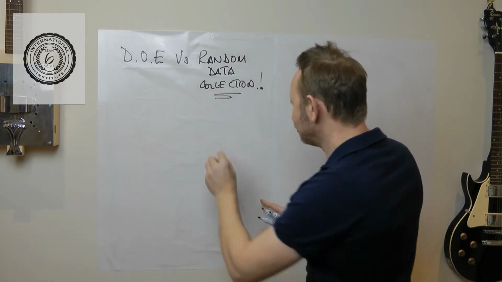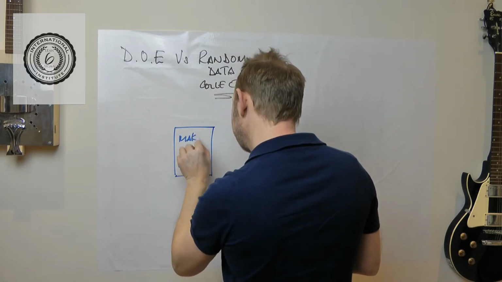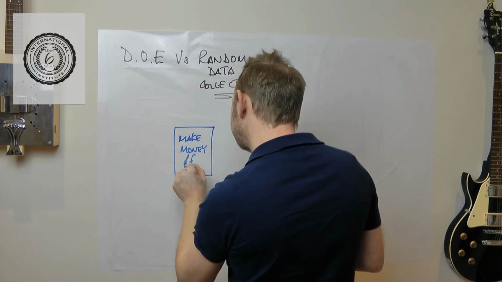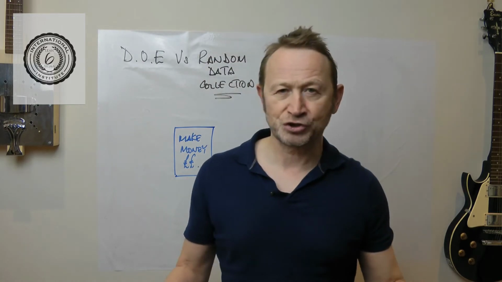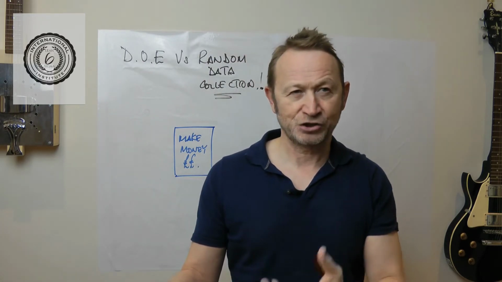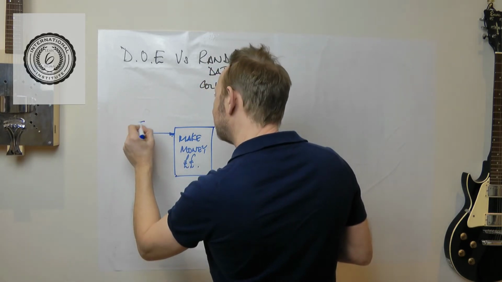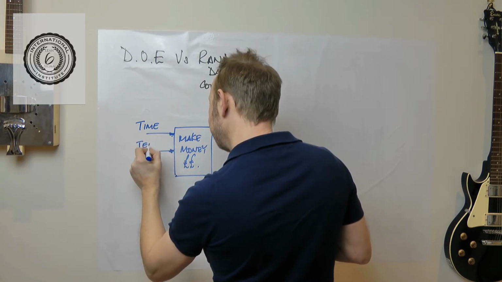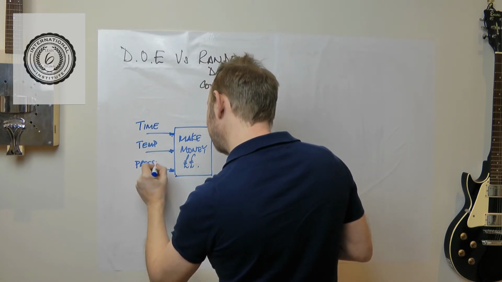So okay, let's consider a process. It doesn't really matter what it is. We are going to consider it a machine now, because people are talking about machine learning and they think you ought to just use high-powered software to just learn from randomly collected data sets. So we're going to make money, okay, and we're going to play with time, temperature, and pressure. So I'm going to keep it simple.